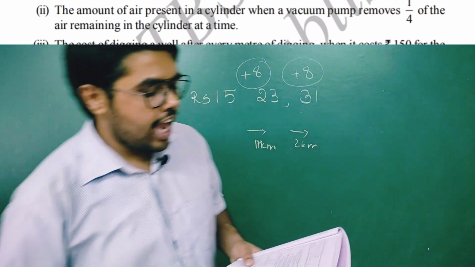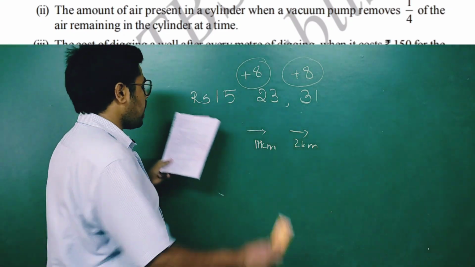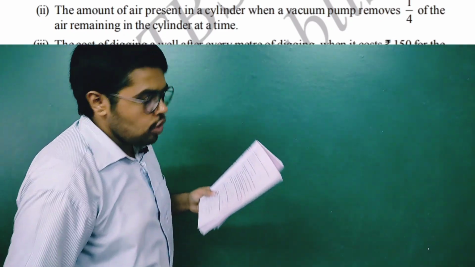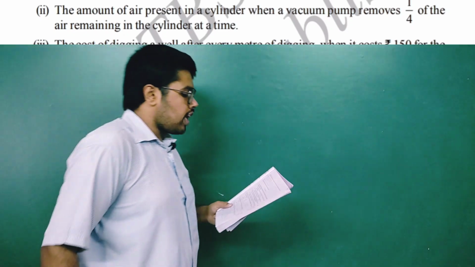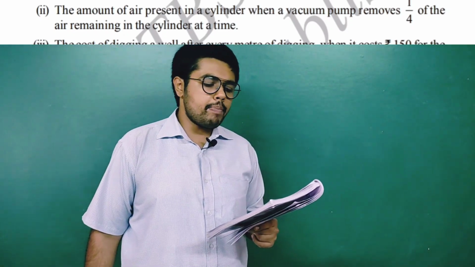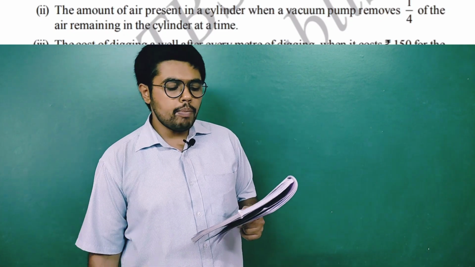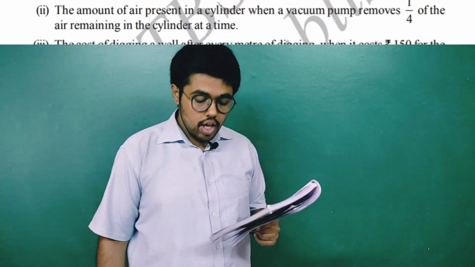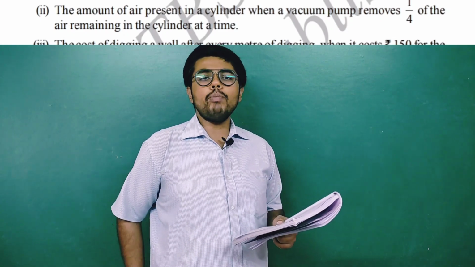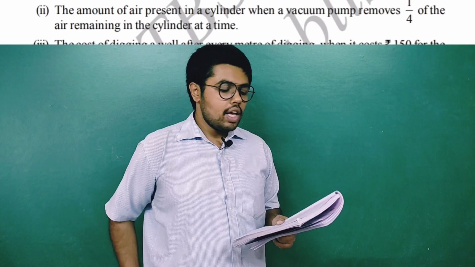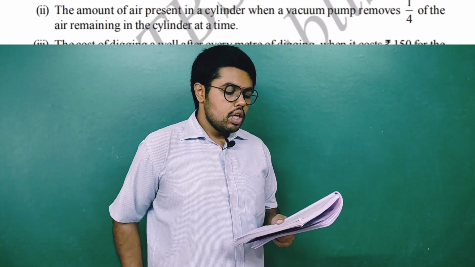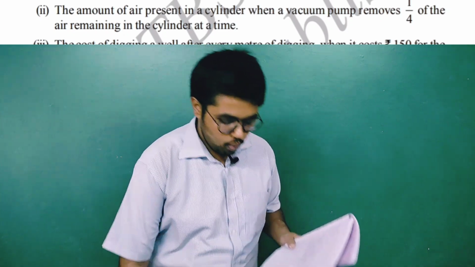The amount of air present in a cylinder when the vacuum pump removes 1/4 of the air remaining in the cylinder at a time. If you see a cylinder and a vacuum pump pulls out the air, they are telling us that each time the vacuum pump removes 1/4.